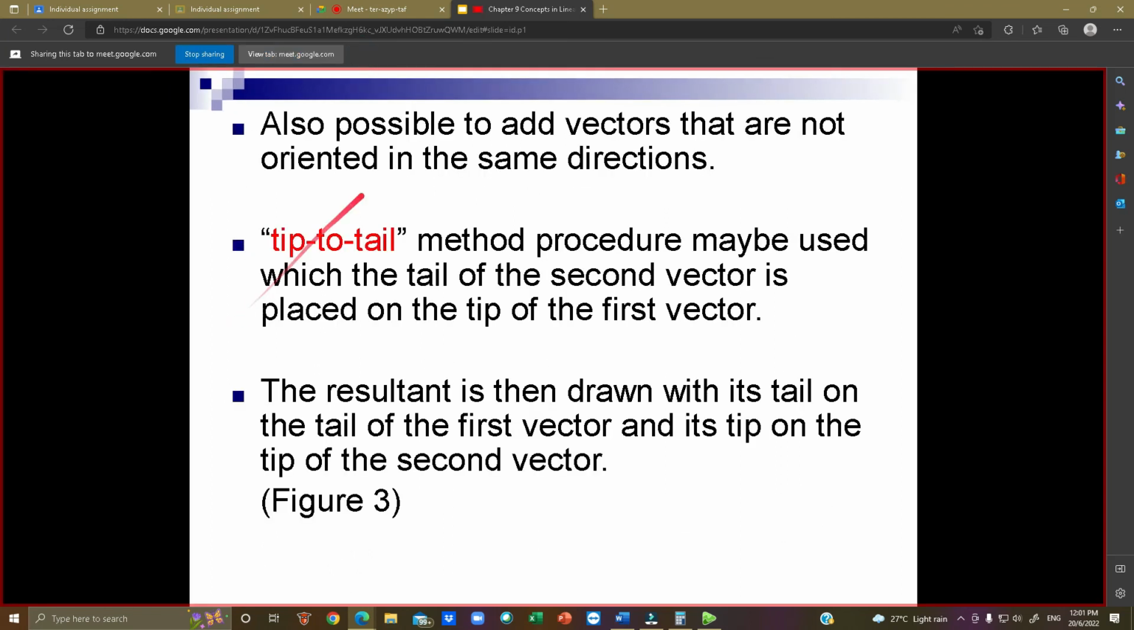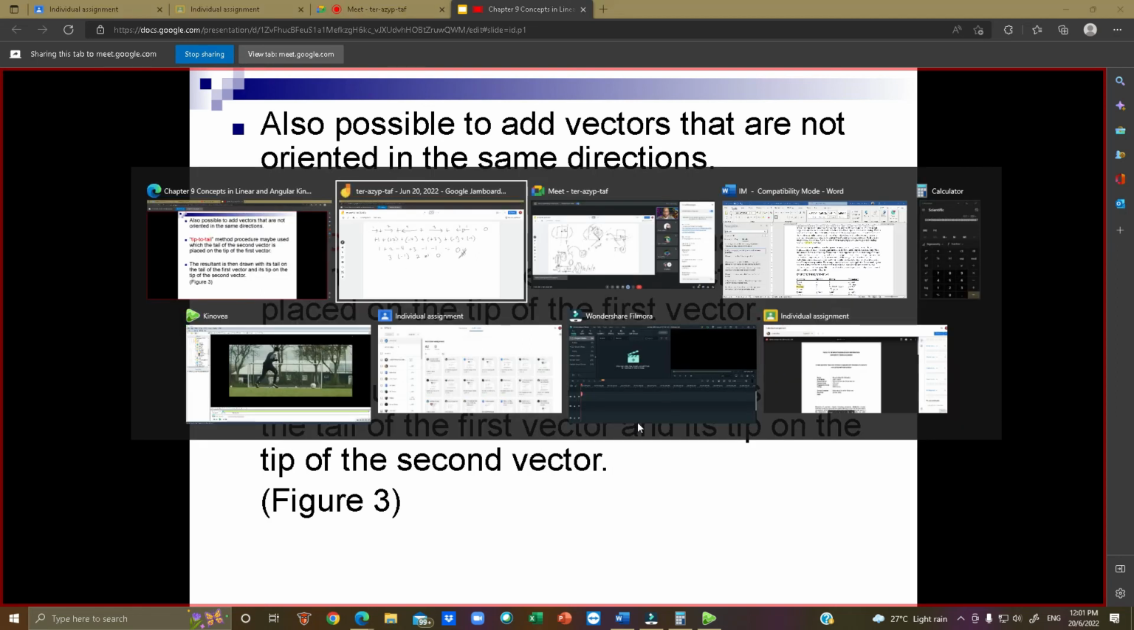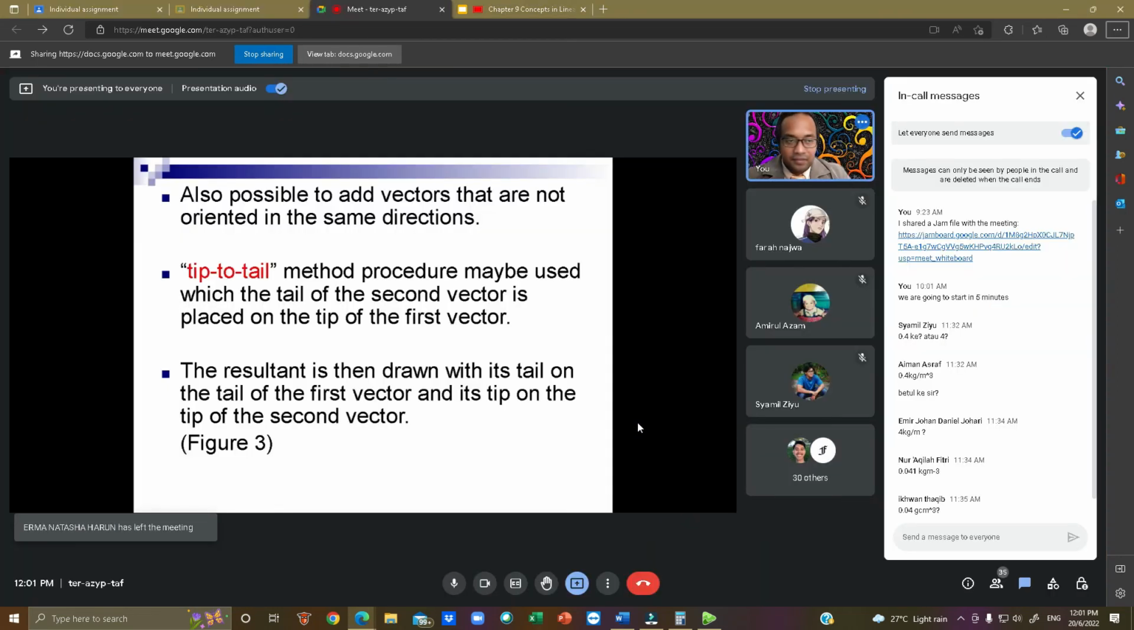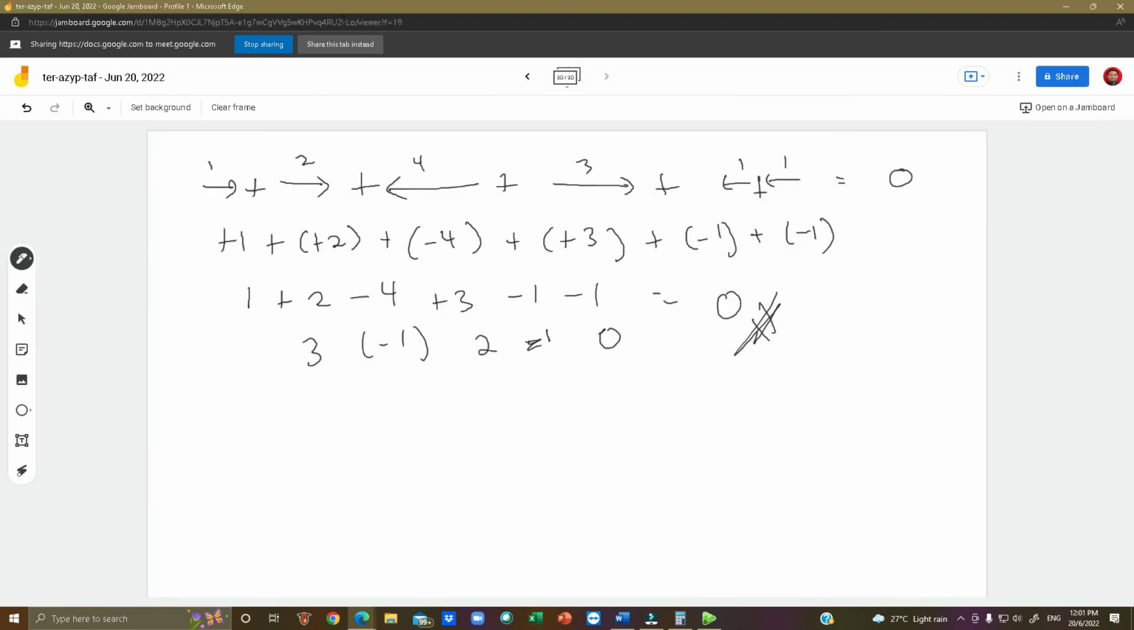Okay. Also possible to add vectors that are not oriented in the same direction, but you need to do the tip to tail method. This procedure may be used where the tail of the second vector is placed on the tip of the first vector. The resultant is then drawn with its tail on the tail of the first one and the tip on the second one. Okay, dia macam ni. Bila mana vektor kamu is in different direction.